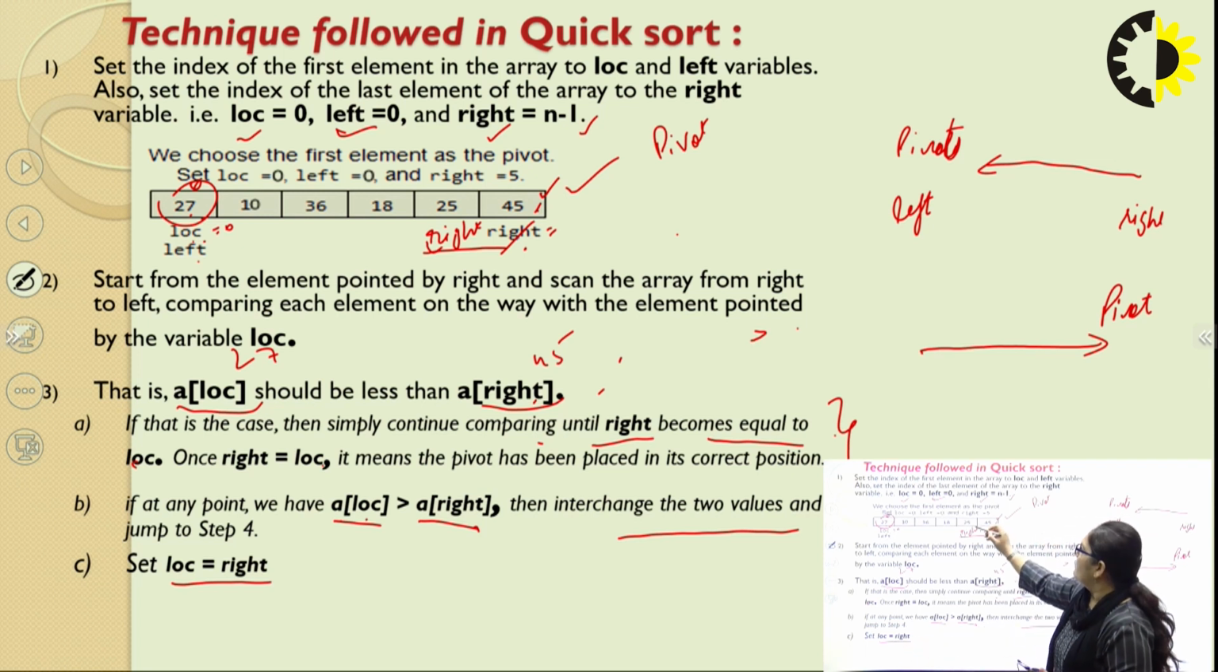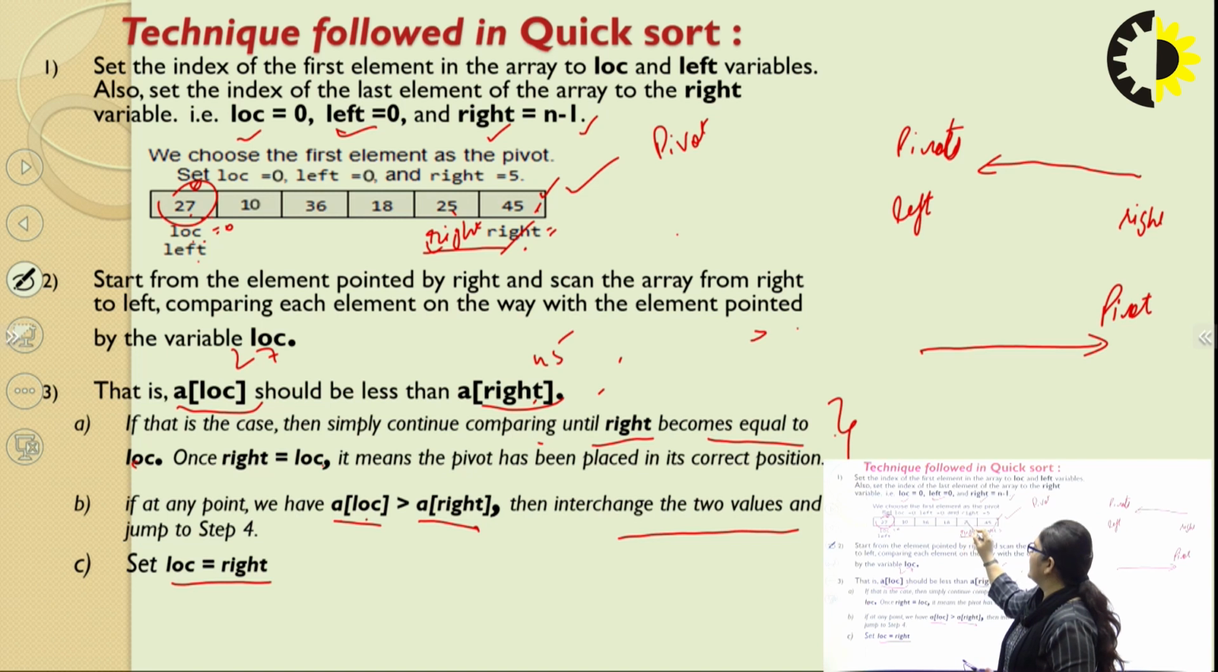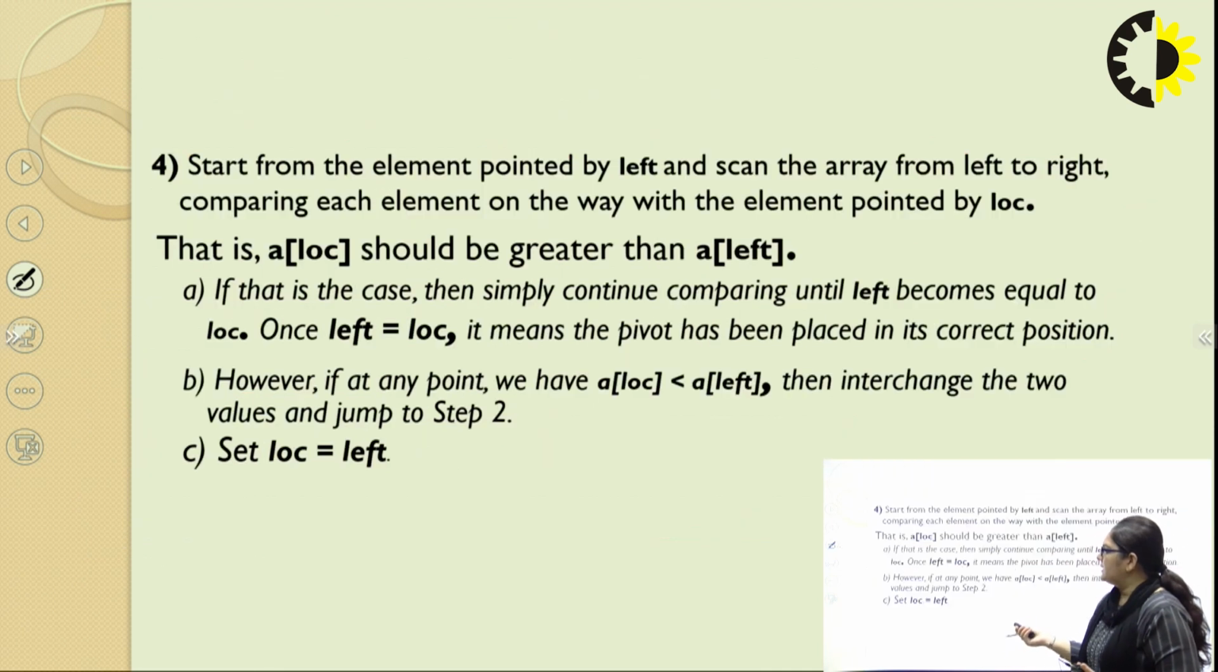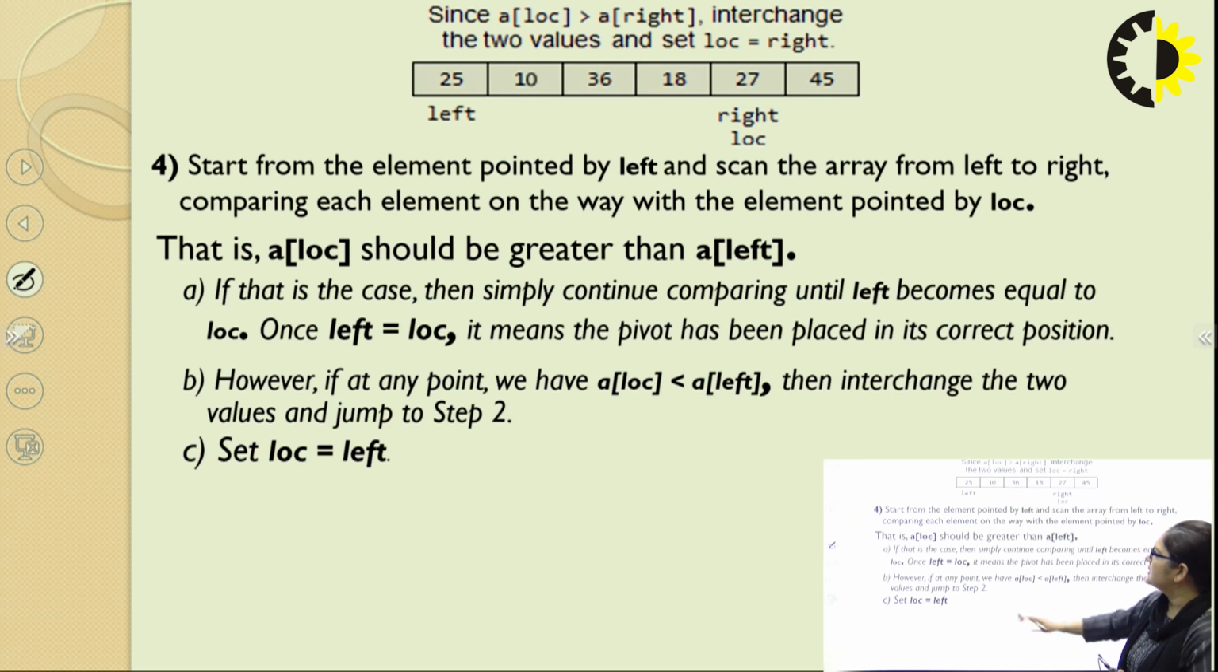Now, if we interchange these two elements, then 27 will be here. So LOC will also point to this index where the pivot element is present. If 27 is here, then LOC will be equal to the index value of this position. We will make this clear with an example. And this is step 4.